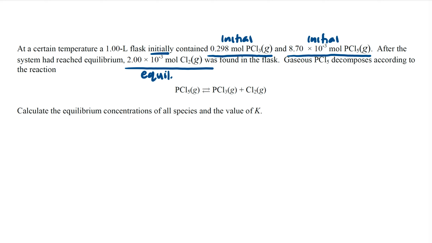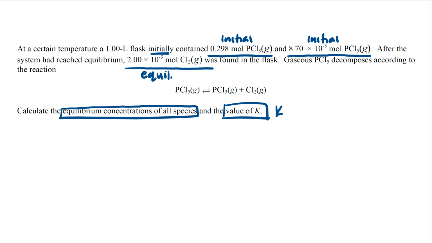They would like for us to calculate the equilibrium concentrations of all the species, so everything in the chemical reaction, and the value of K. They didn't specify what kind of K, so we are going with Kc. Looking at all the information in the question, I was given some initial values and an equilibrium value, and they're asking me to solve for additional equilibrium values.